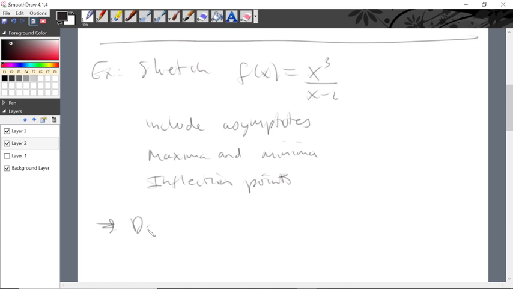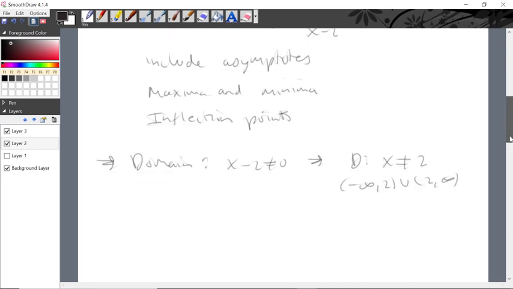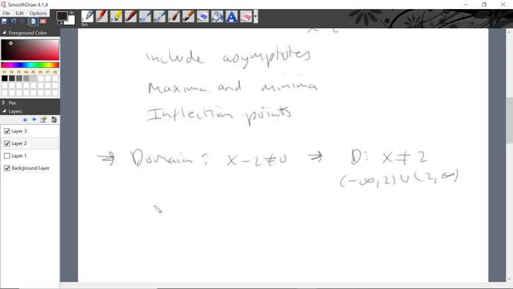Okay, first, domain. The domain would be interesting to have. We have that the numerator exists for all real numbers. The denominator is also polynomial, but the denominator can't be 0. So x minus 2 is not equal to 0. Therefore, the domain of this function is that x is not equal to 2. Or we have negative infinity to 2, open, union, open from 2 to infinity. There's the domain of the function. So we have a break in the domain.